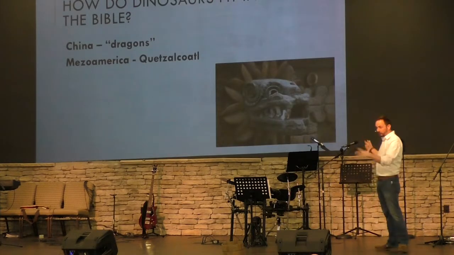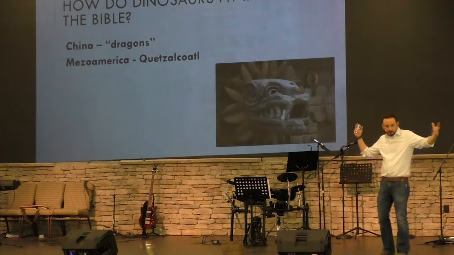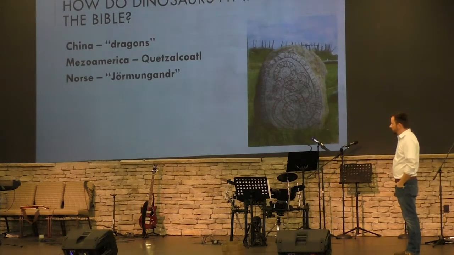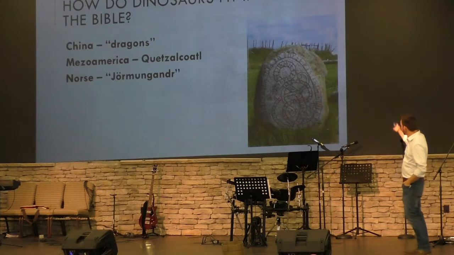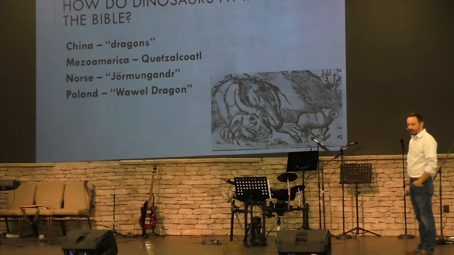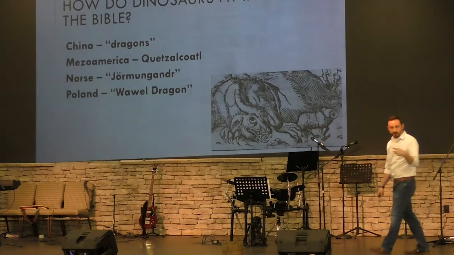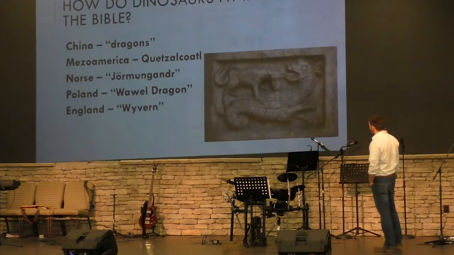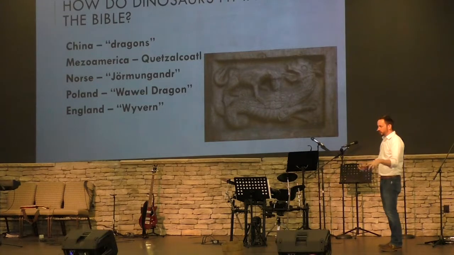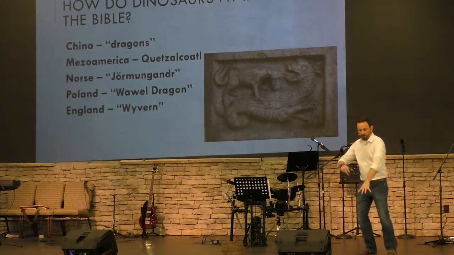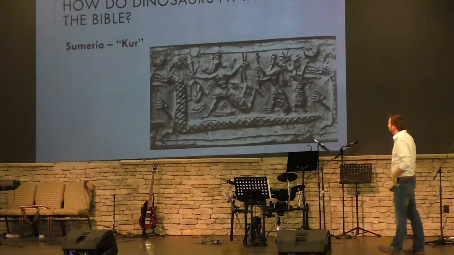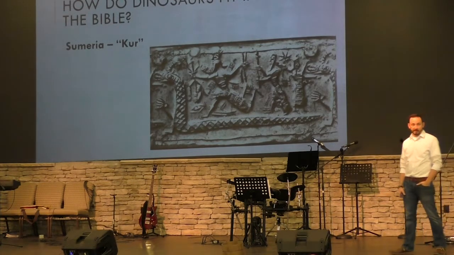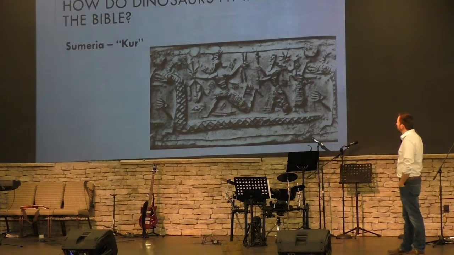Mesoamericans have Quetzalcoatl, which was a big lizard thing that's super scary. The Norse culture has Jormungandr, which is this serpenty kind of thing. Poland had the Wawel dragon, which would eat your sheep. You had to watch out for it. England has the wyvern, which is a traditional kind of dragon like we've seen before, but with four legs and wings. Ancient Sumeria had a critter called Kur, which is essentially a big serpent, like a sea serpent.